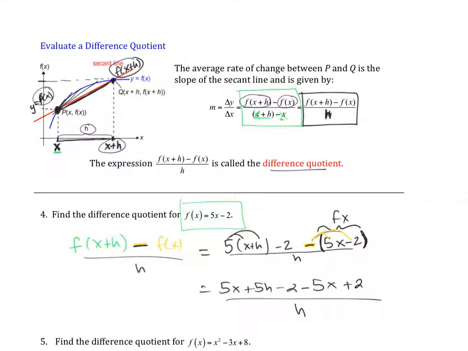Is still all over h. And then these usually clean up really nicely. We've got, let's see, 5x subtracts out with those, the negative 5x, and then our 2's also add up to 0. So we just end up with 5h over h, which is 5.